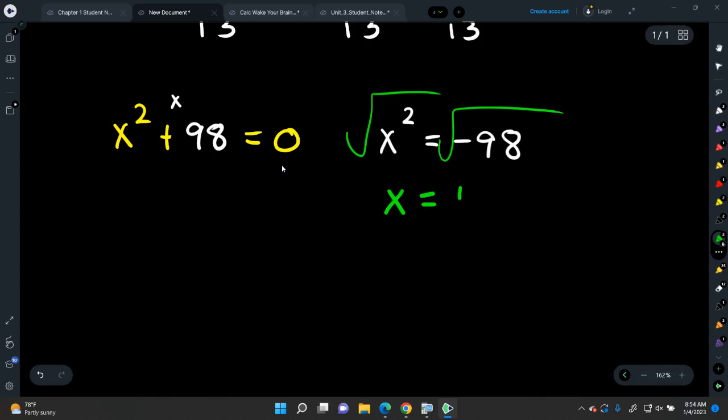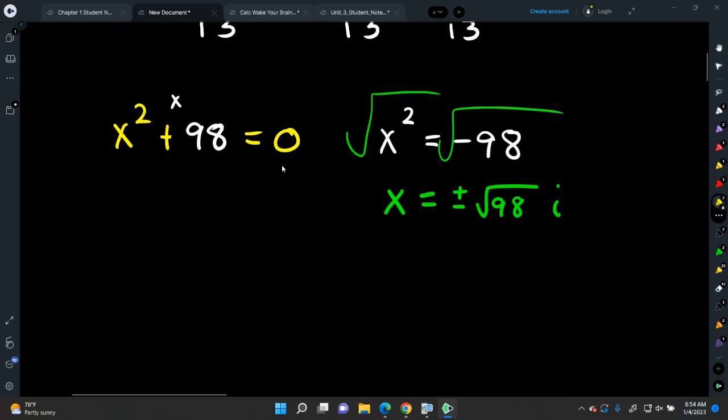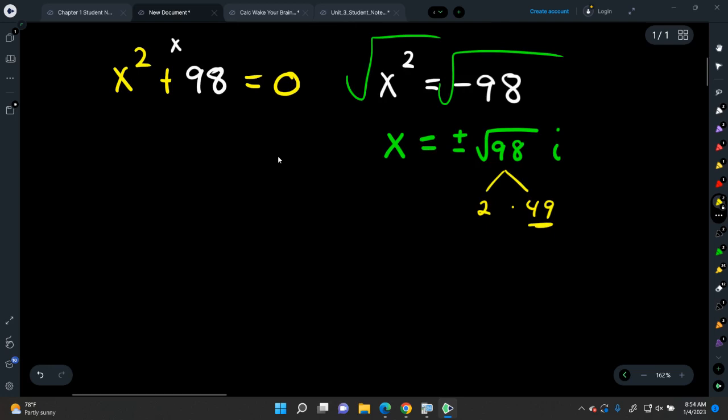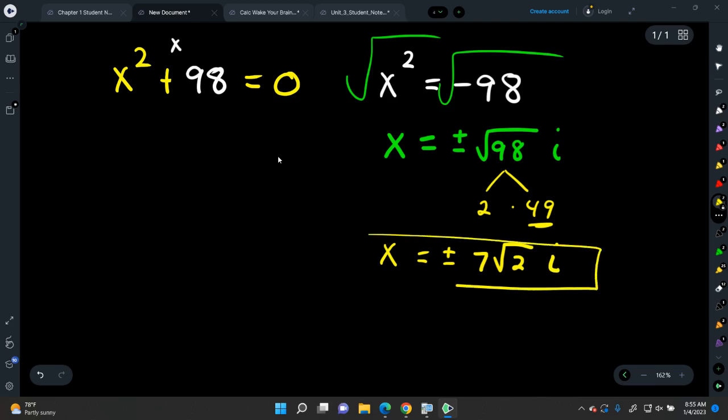So I'm going to start by taking the i out, so plus or minus the square root of 98i. Now we need to take the square root of 98. So who remembers how to do that? Factor it down. So 98 is 2 times 49. 49 is a perfect square, right? What's the square root of 49? 7. So x equals plus or minus 7 square root of 2i. And that's your answer.